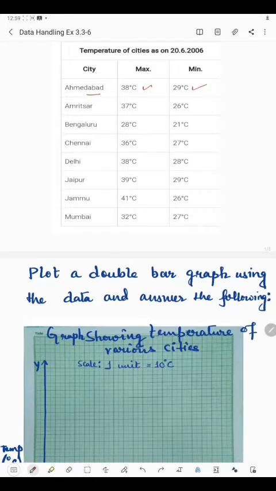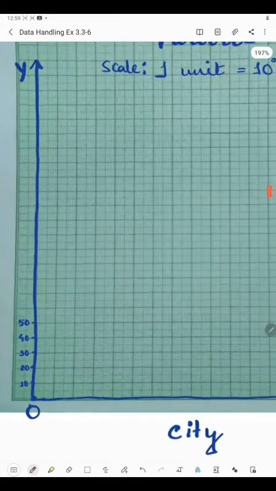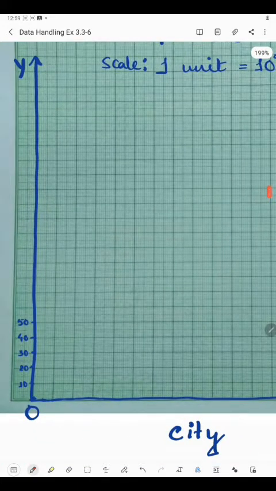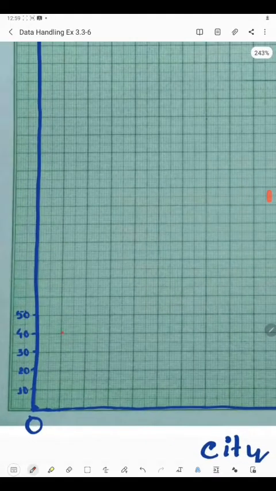Maximum temperature of Ahmedabad is 38 and minimum is 29. Now where is 38? So we'll leave one box. So here is 40. So 38 means 2 box less than this. So here it is. Now we will draw the bar. Since we made it into half, up to 5 boxes we will take for showing maximum. 1, 2, 3, 4, 5. 5 boxes for maximum and 5 boxes for minimum.